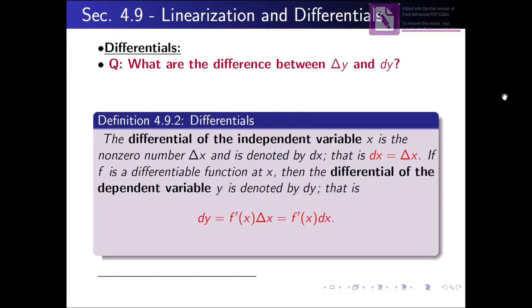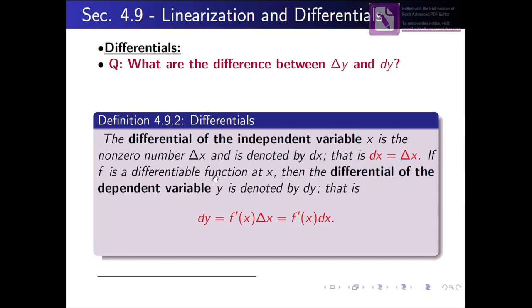Now let us explain what we mean by differentials. For the differential we will learn what is the difference between delta y and dy and also delta x and dx. This will be in definition 4.9.2, differentials. The differential of the independent variable x is the non-zero number delta x and is denoted by dx. So the differential of x will be delta x, and we have dx is equal to delta x.